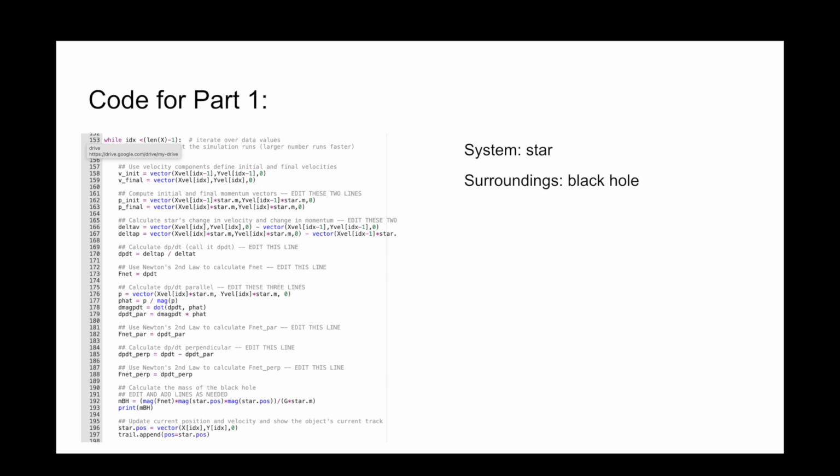So the code for part 1 is screenshotted on the left, and at the bottom around 192 and 193 is when the mass of the black hole was calculated using the calculations that were conducted above that. And then in this experiment, the system is a star and the surroundings are the black hole.